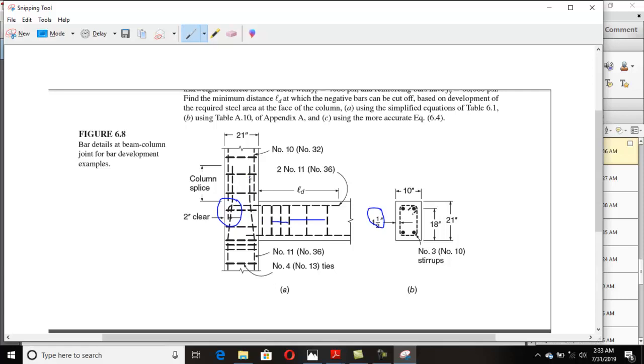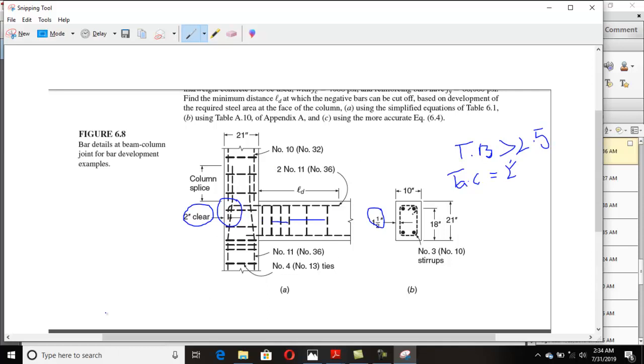So top cover and bottom cover, there is no restriction. It is clear that the top or bottom cover is more than 2.5 inch because there is no discontinuity. Okay, they are continuous. But the side, the tail cover which is given, that is 2 inches. So tail cover is also equal to 2 inches.